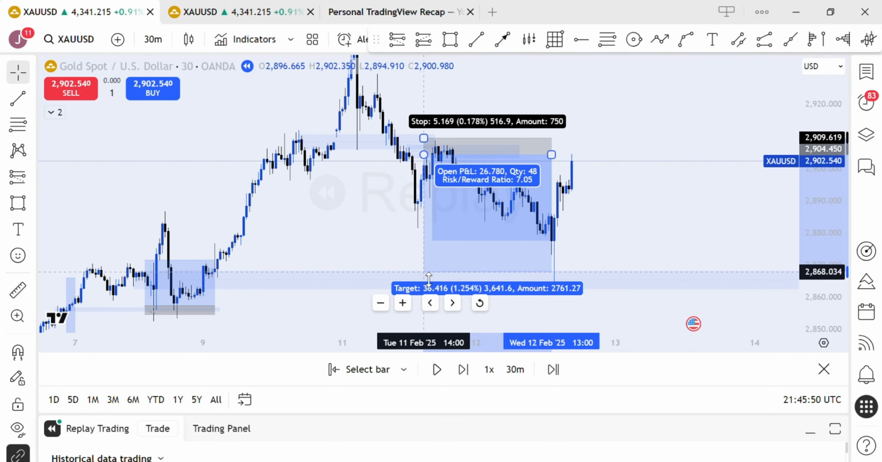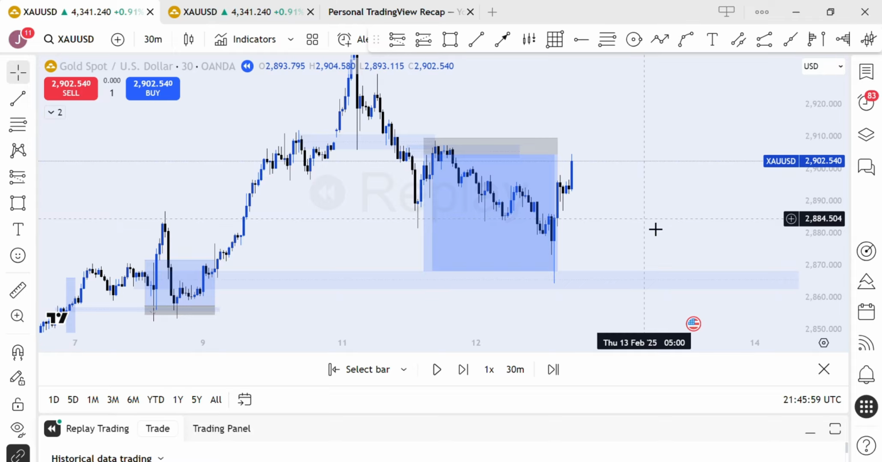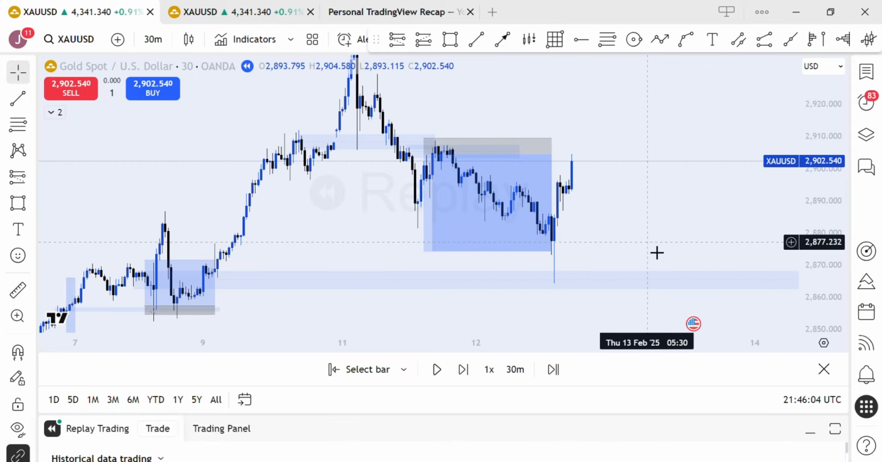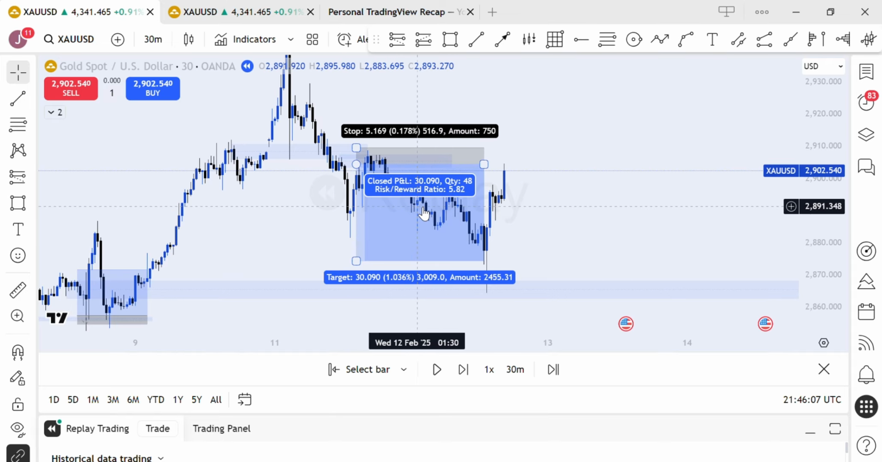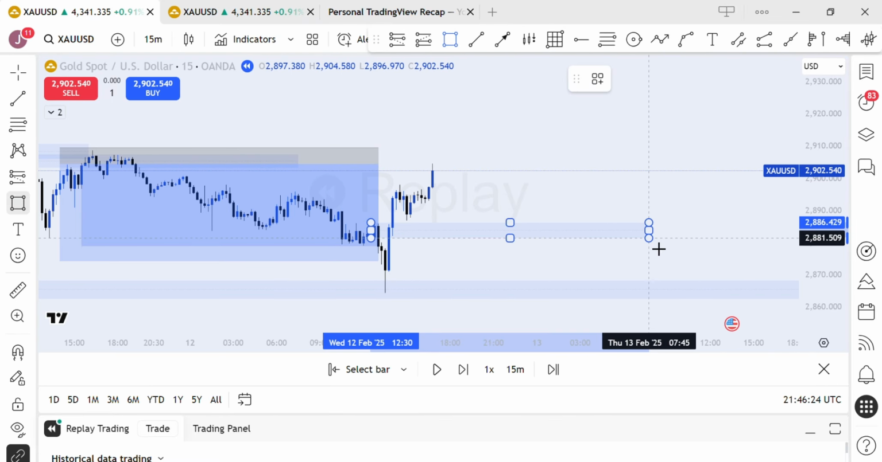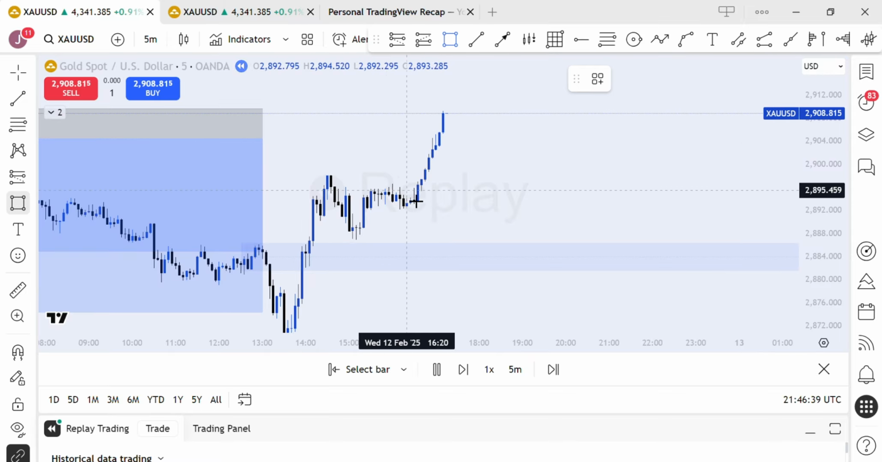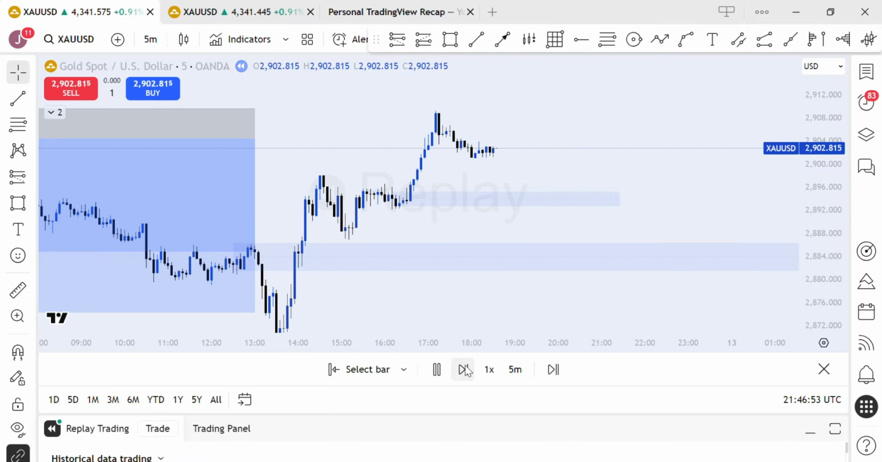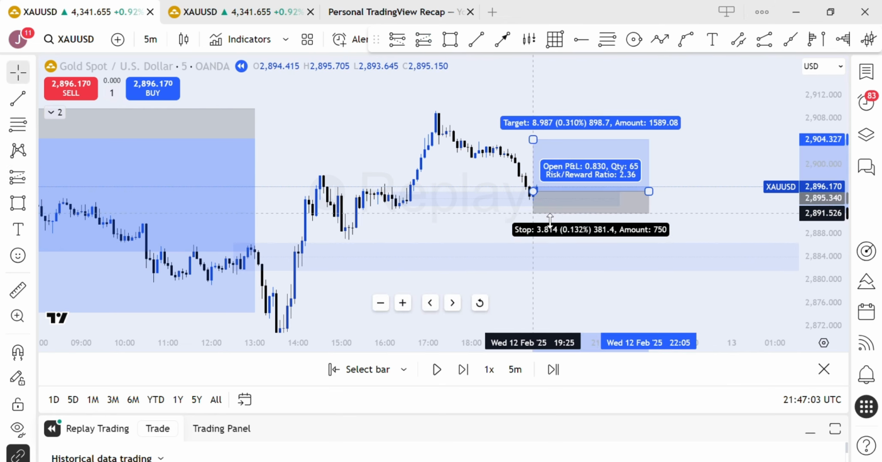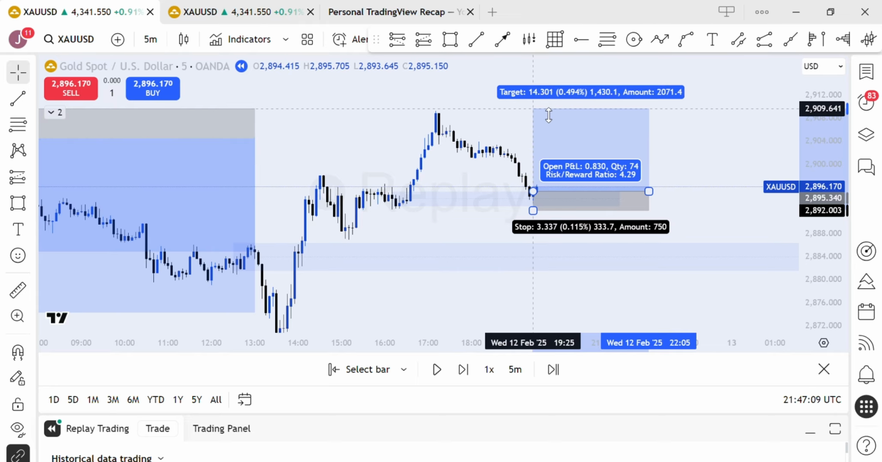So our TP could have been here for this trade right on this block, giving us about 1:7. This is where our TP could have been, but I'll adjust it to the initial position that it was, that's the 1:5. So upon confirmation, we can take this trade to the upside.